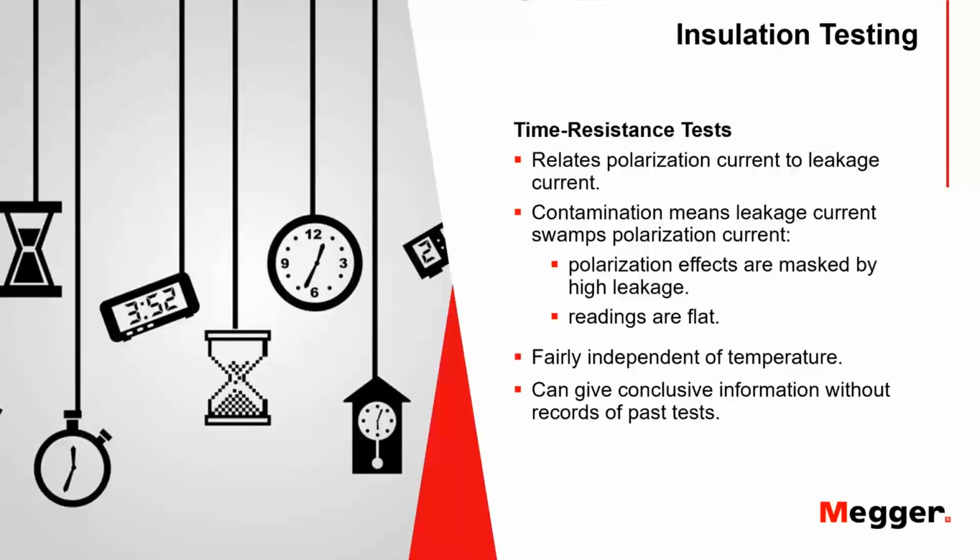So with the time resistance test, your polarization effects hold your readings down to relatively flat. Over time, readings that stay relatively constant are based on leakage, because leakage is relatively constant against the applied voltage. And so we're trying to use this technique to separate readings that are based primarily on leakage from readings that are based on the charging currents, which are fairly constant and not really a problem.